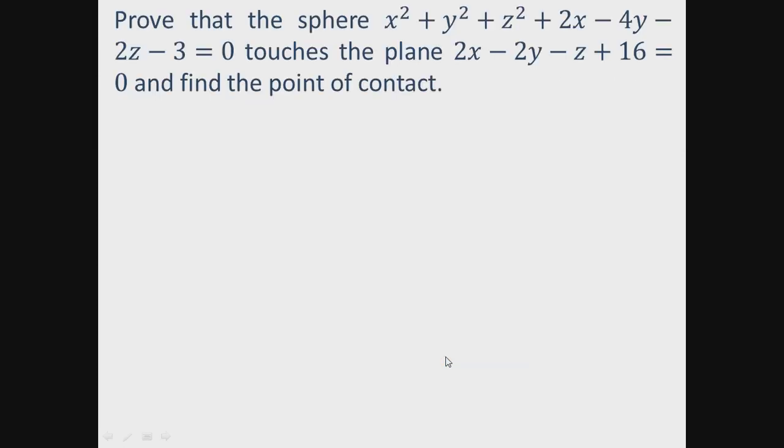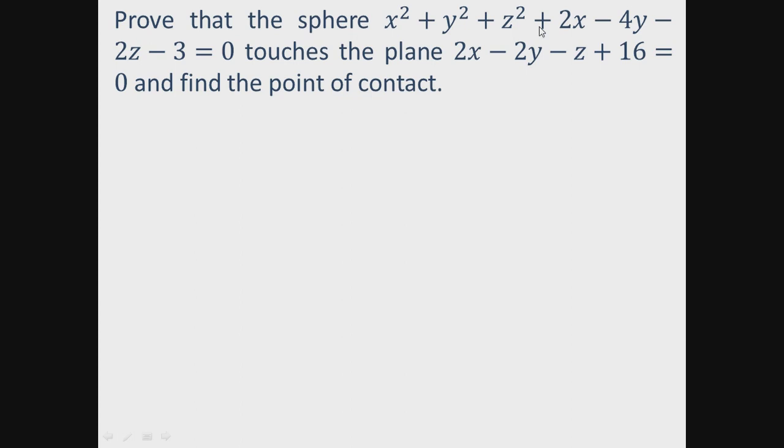I'll take some problems based on it. Prove that the sphere x square plus y square plus z square plus 2x minus 4y minus 2z minus 3 equal to 0 touches the plane 2x minus 2y minus z plus 16 equal to 0, and also find the point of contact. Now for checking whether the sphere touches the plane, we just have to find the perpendicular distance of the center from the plane, and if it is equal to the radius, then we say that it will touch the plane. So for that we need the center and radius of the sphere.